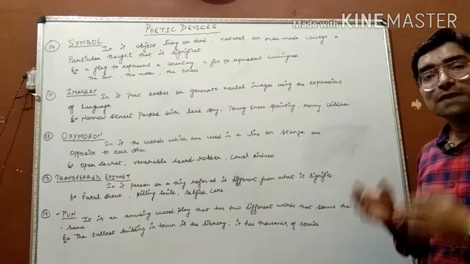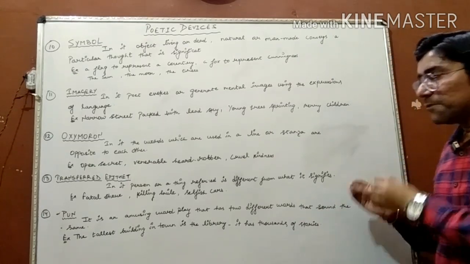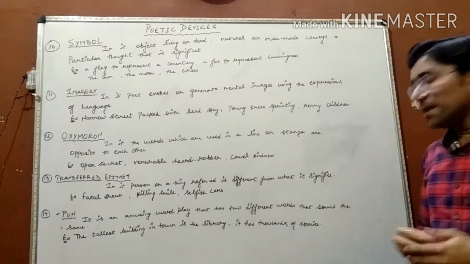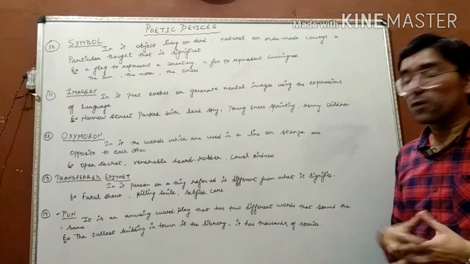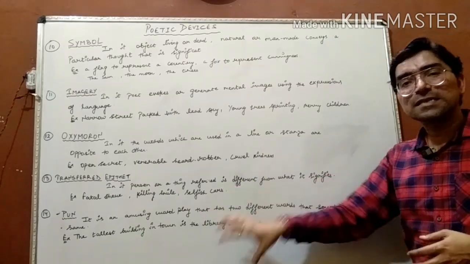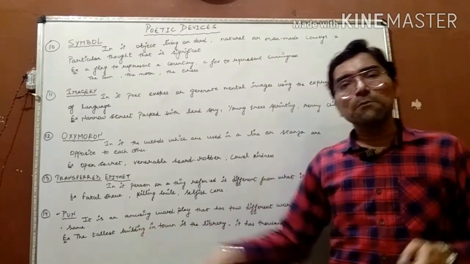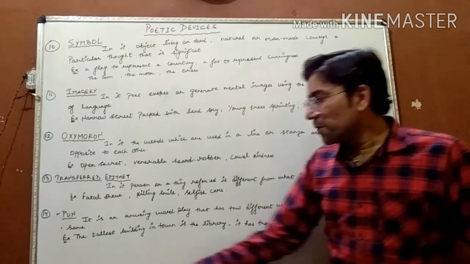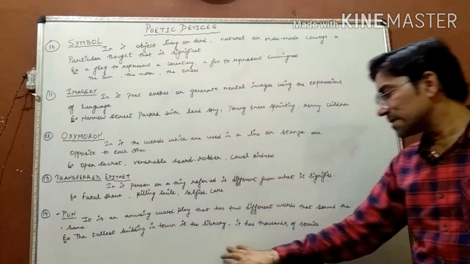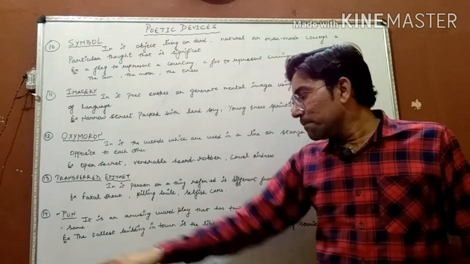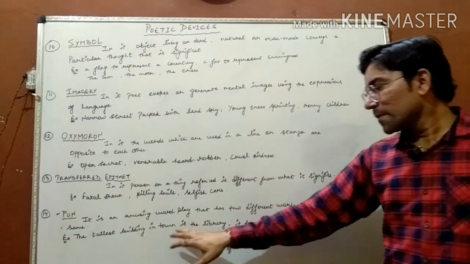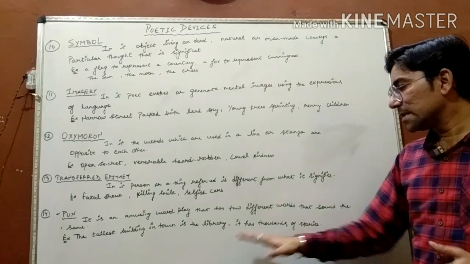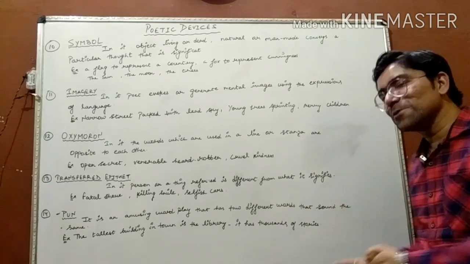Now the pun has different words that are the same in sound or meaning. Here the sound of the word is similar, but the two words are actually different. For example, you must read this statement to understand it better. The tallest building in town is the library. It has thousands of stories.